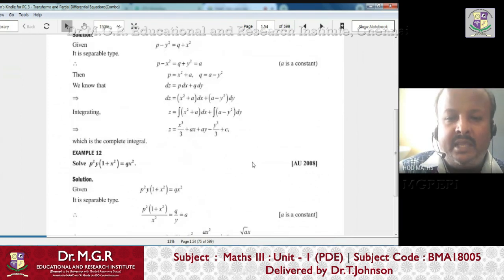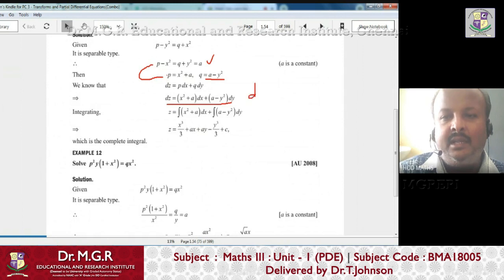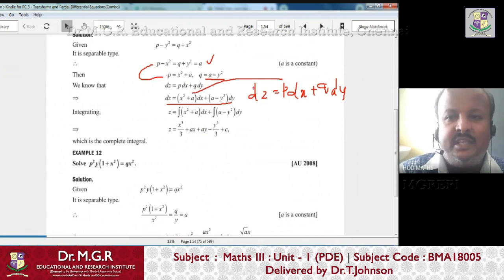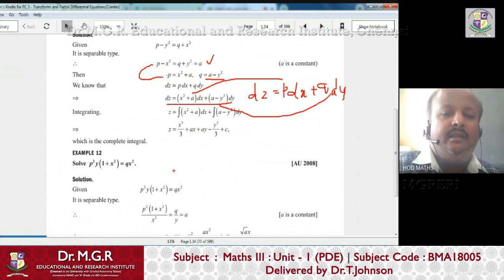Once you equate it to A, you have to do this simple transformation, writing P in terms of X and A, and Q in terms of Y and A. Then directly substitute in this equation, that is nothing but dz equals P dx plus Q dy. So substitute the P value here, X square plus A, and the Q value here, A minus Y square, and directly integrate.